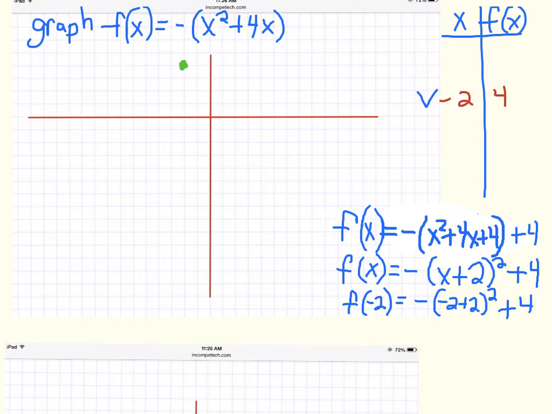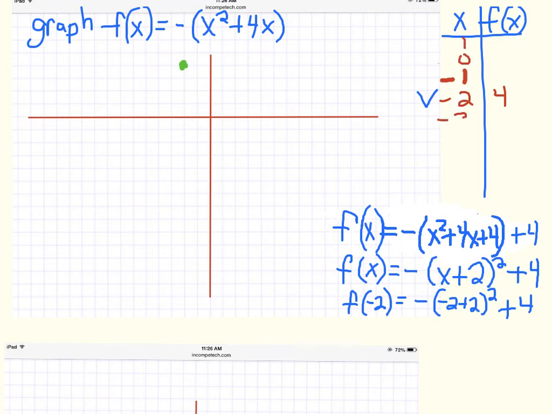Then I'm just going to move on either side. I'll move the positive side, and then, I'm sorry, that should be 0. 0 and then 1.